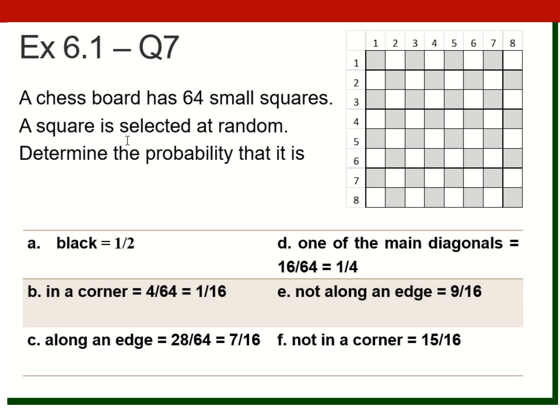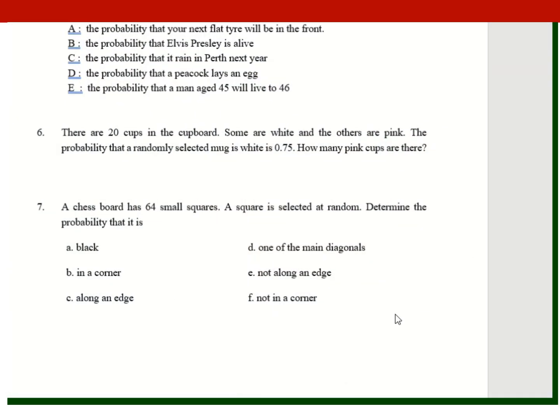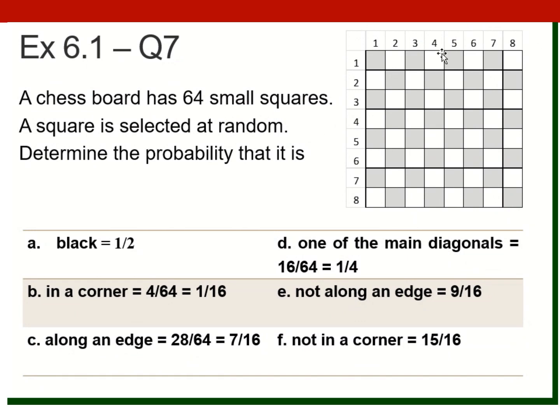Okay, a chessboard has 64 small squares. If you look in your manual, I've not given you a chessboard here, so maybe you want to refer to this. So this is your chessboard. A square is selected at random. Determine the probability that it is blank. It will be half. Even if you calculate, half of the 64 is actually blank. In a corner, which is corner? These are corners: 1, 2, 3, 4. So you have 4 corners, 4 out of 64, 1 out of 16.